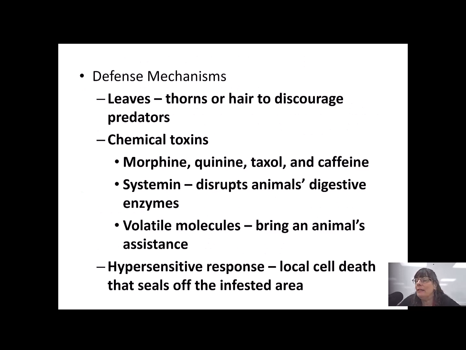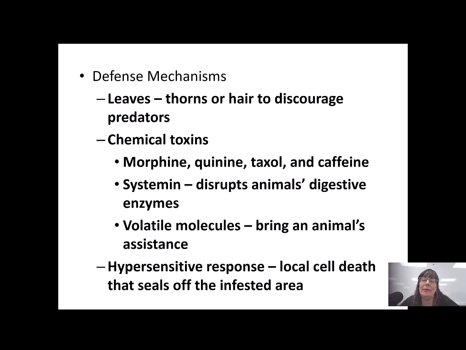Finally, the defense mechanisms. Number 18 is list 4 of them. You can pick any 4 of these and list them. You do not have to explain them, just list them. So leaves can often have thorns or hairs, and that's going to discourage predators because they just don't like eating them, or thorns may hurt them. They can have toxins like morphine, quinine, Taxol, caffeine. We all know how those impact our body and make things speedy, I guess you would say.